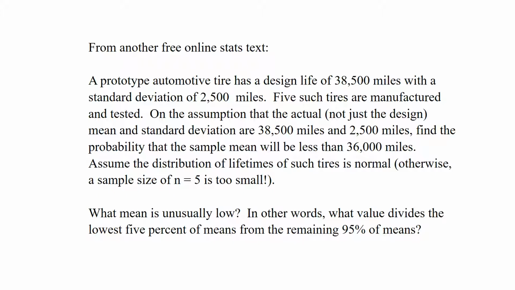So that's our first question. If we take 5 of these tires, run them until they die, find the lifetime of each of the 5, and then average them, what's the probability that the sample mean is going to be less than 36,000 miles? And then the next question is, what sample mean would be unusually low? What value divides the lowest 5% of these sample means from the remaining 95% of sample means?